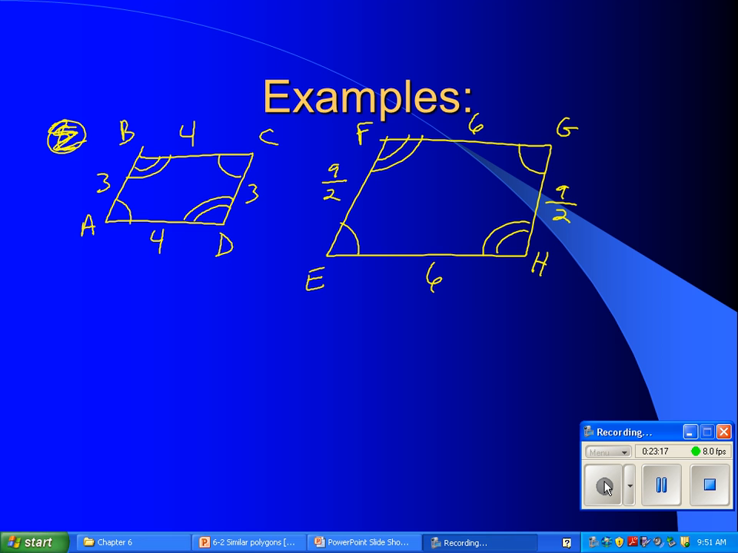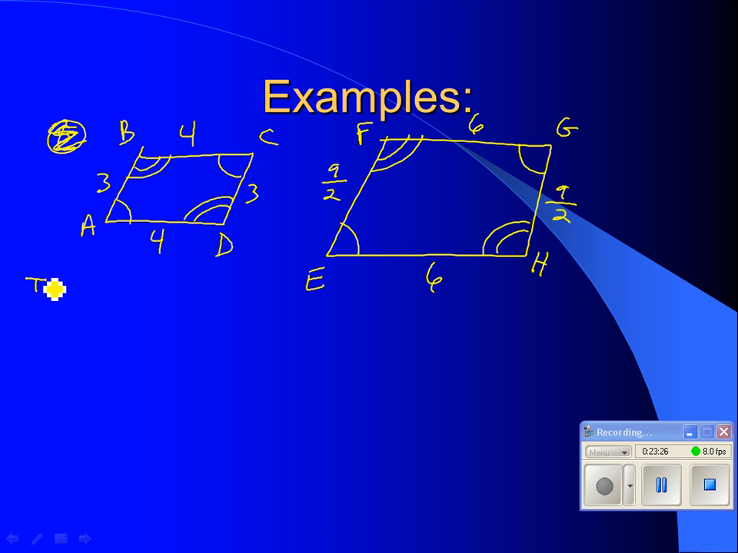All right, draw those two pictures and we're going to decide if these are similar or not. I can start working. So draw them. We're going to decide whether they're similar.